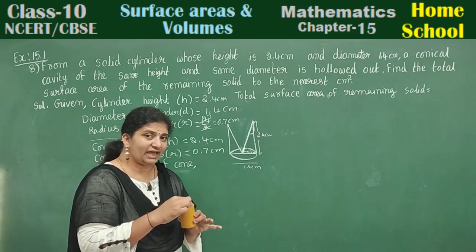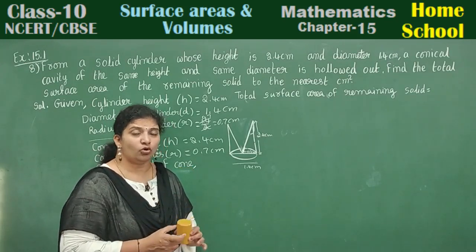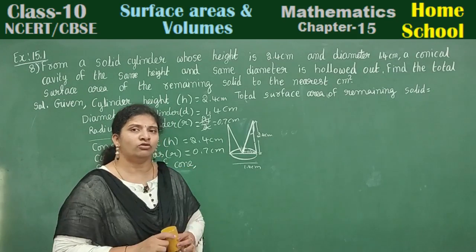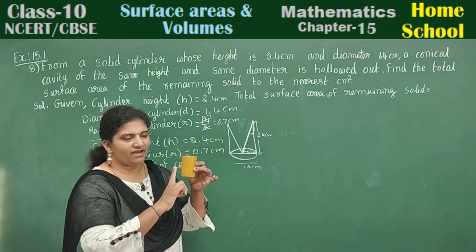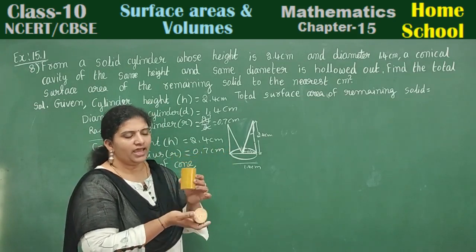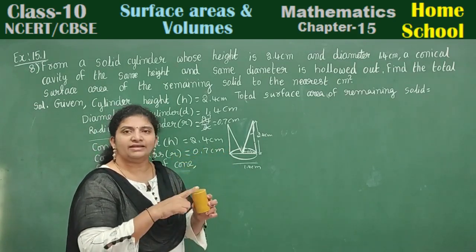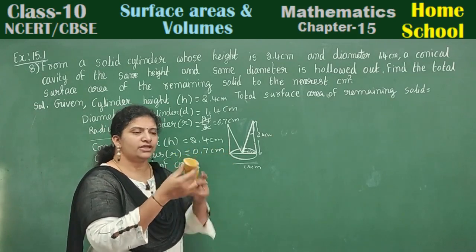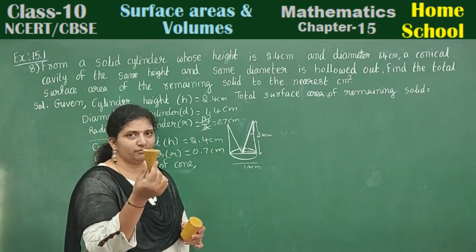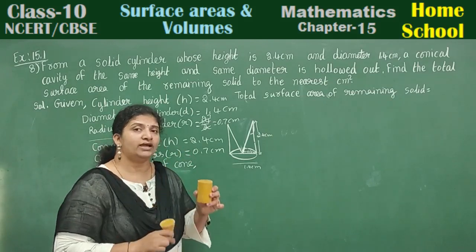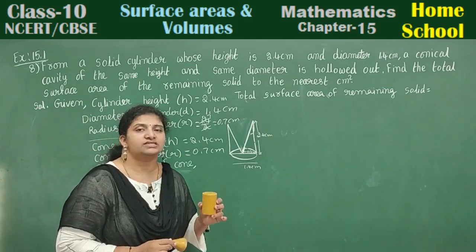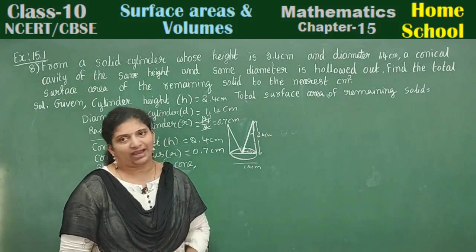Plus inside cavity, which shape is it? Cone. CSA of a cone is needed. Once again observe here. It will have the CSA of a cylinder, the area of a circle, and it does not have a top. Why? See, the top part I have already removed. So it will be left with the conical shape. So it is the CSA of a cone. We need to add it.